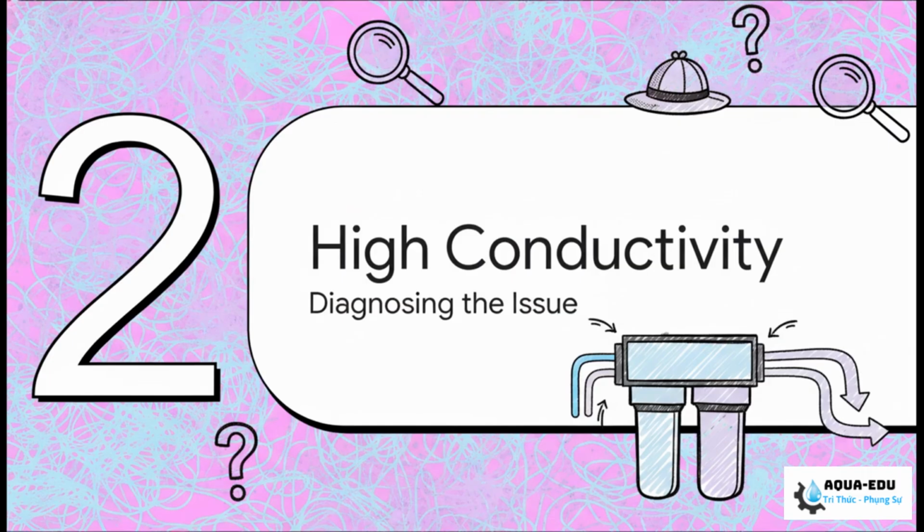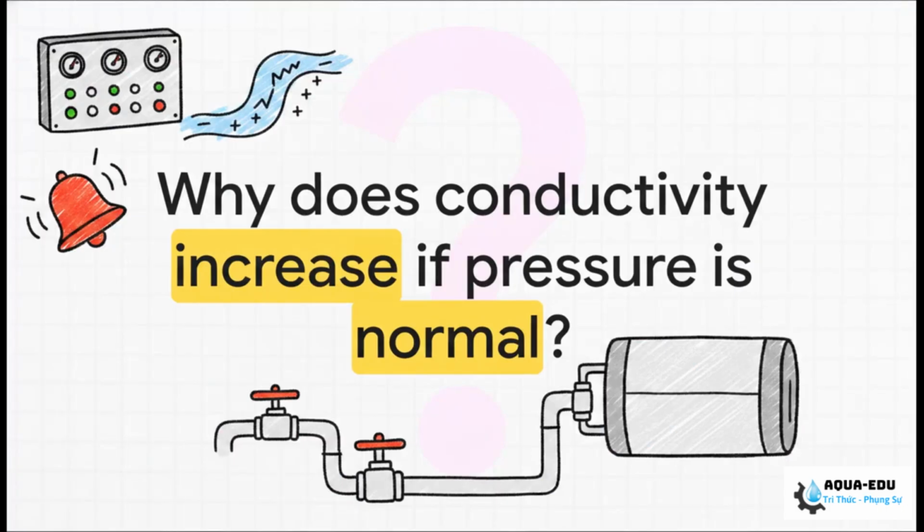Which brings us to part 2, diagnosing high conductivity. It's time to put on our detective hats and look at the crime we're trying to solve. Picture this scenario. You're sitting in the control room. Your pump pressures, differential pressure, and water temperature are all completely normal. But out of nowhere, the water quality alarms start blaring. You have to ask yourself, why is the permeate conductivity creeping up day after day?